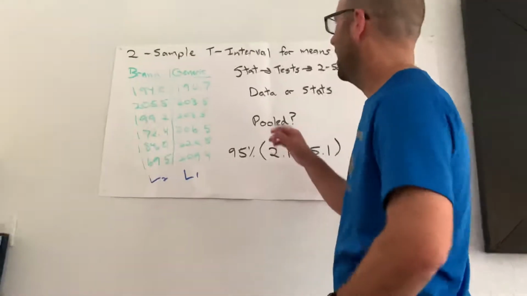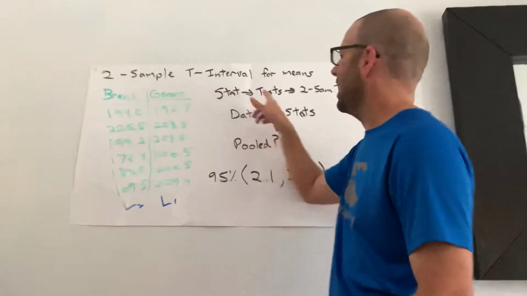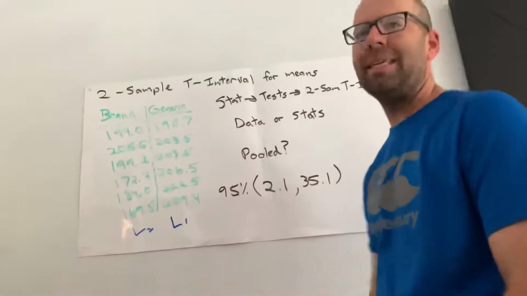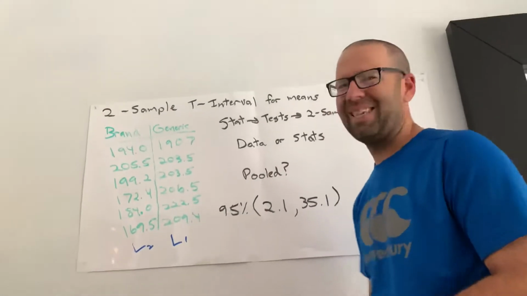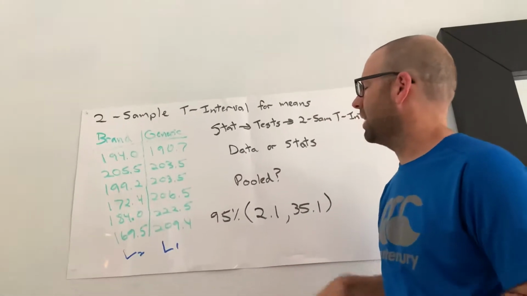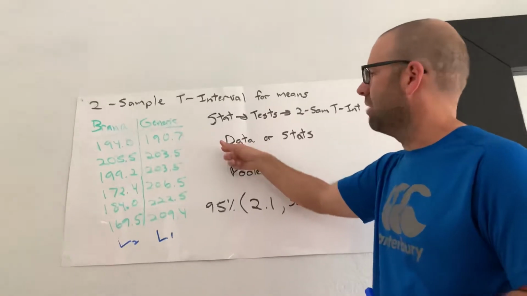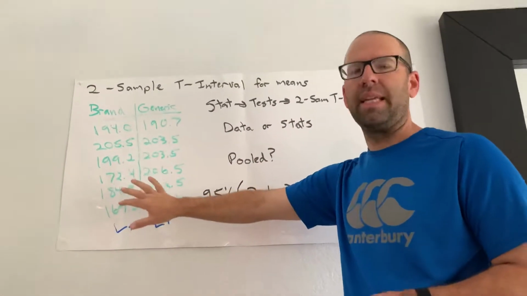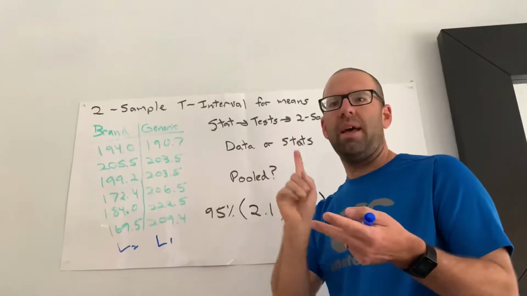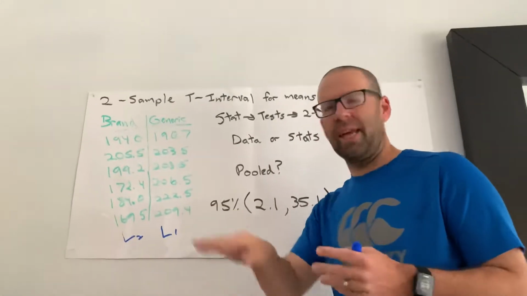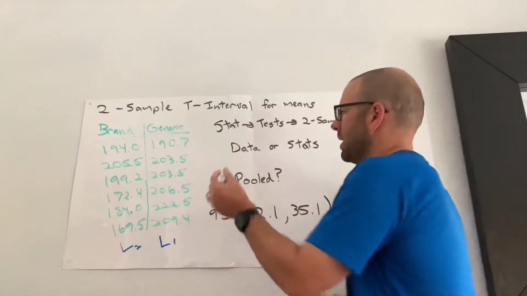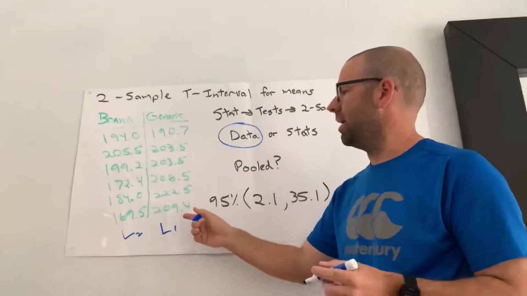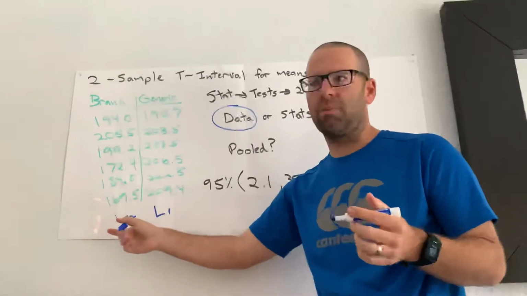Anyway, so what do you do? You go to stat tests, right, which we've done before, and you're going to pick the 2-sample T interval. Once you pick that, it'll give you the option of do we have data or do we have stats? Well, we have data, right? They didn't just give us the Y bar and the S and the sample size. They gave us the actual data. So we would pick data on that one. And then L1, L2, just like before.